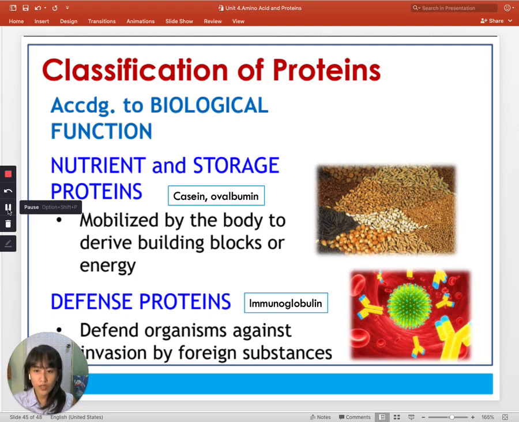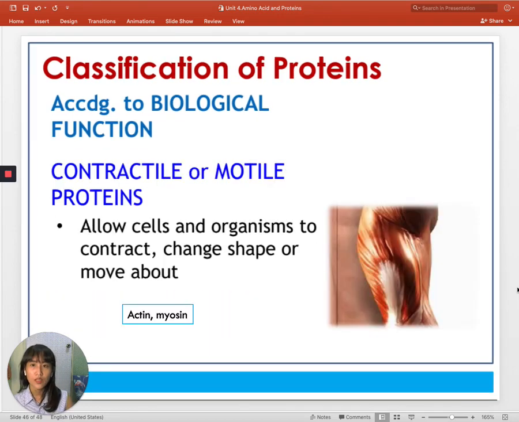The next one are the defense proteins, or those proteins that protect. They defend organisms against invasion by foreign substances. An example of which is the immunoglobulin. The next one is the contractile or motile proteins. This is for movement. It allows cells and organisms to contract, change shape, or move about. Examples of which are actin and myosin.